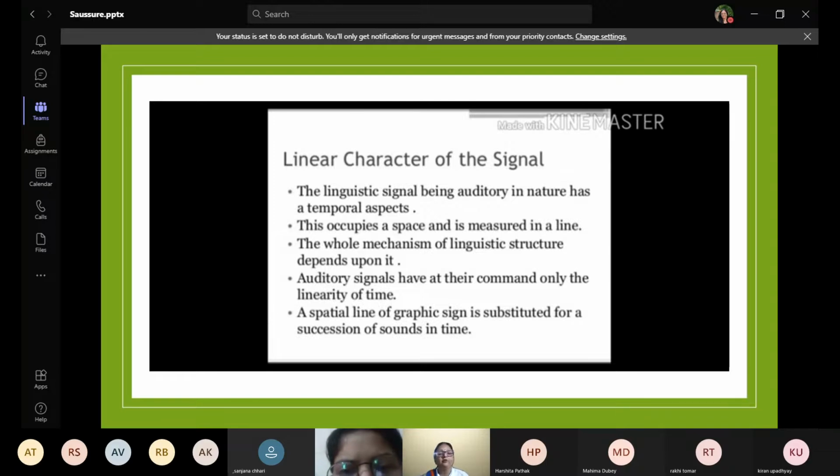The linear character of signal means the linguistic, someone has to mute the mic because there is some sound coming. Okay, so linear character of the signal.